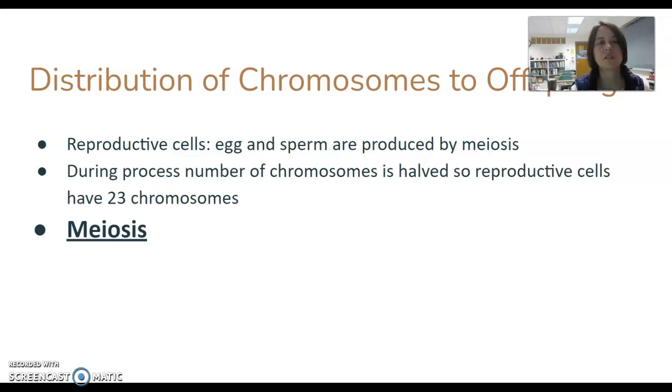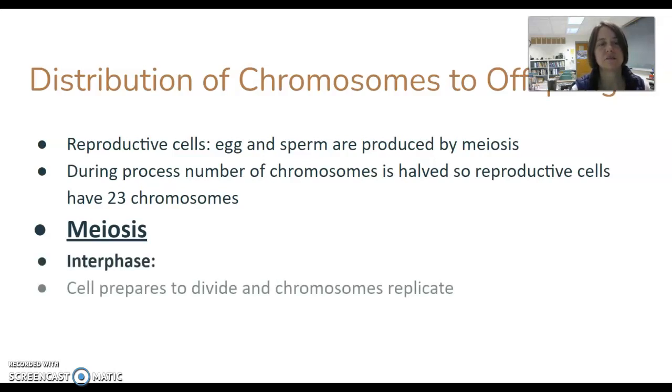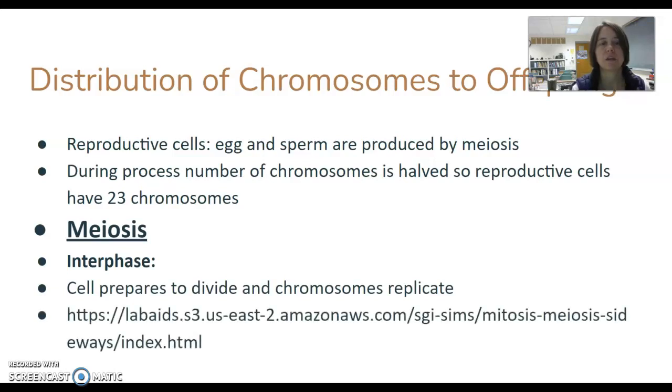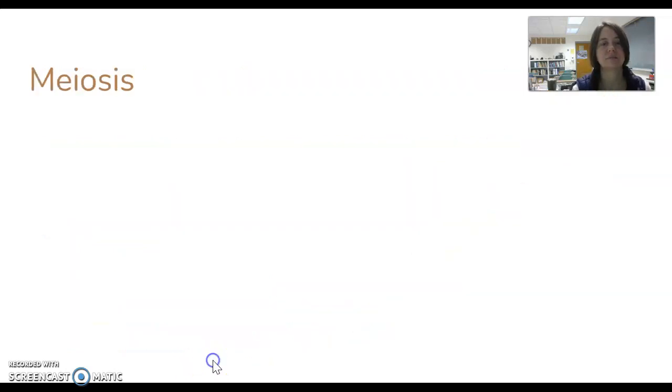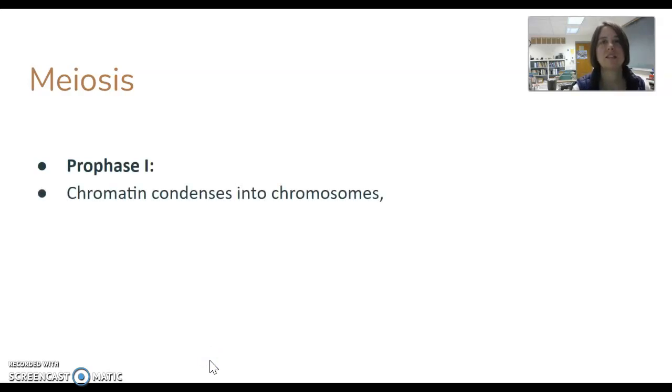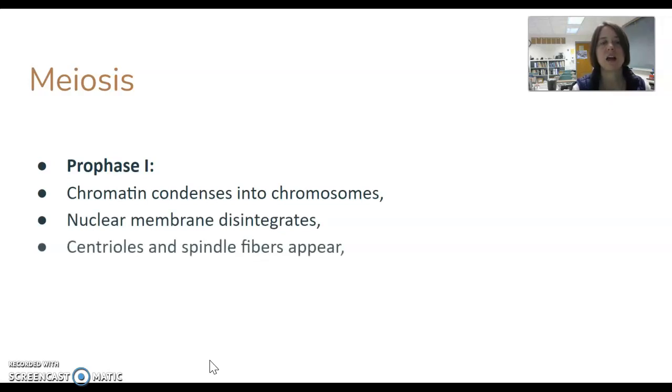Okay, we're going to review the steps of meiosis, so please write these down. Interphase: cells prepare to divide and chromosomes replicate. We're going to look at a simulation in class. Then the next step is prophase 1. The chromatin condenses into chromosomes, the nuclear membrane disintegrates, and the centrioles and spindle fibers appear.